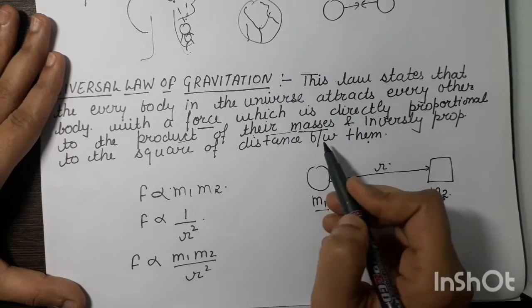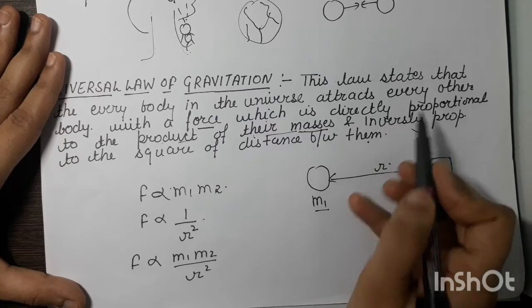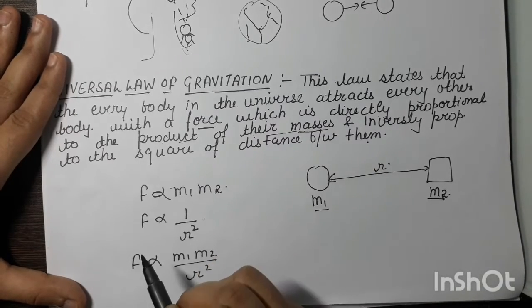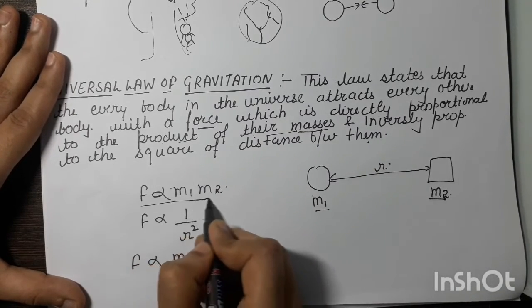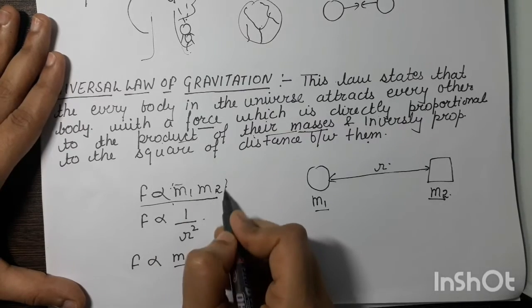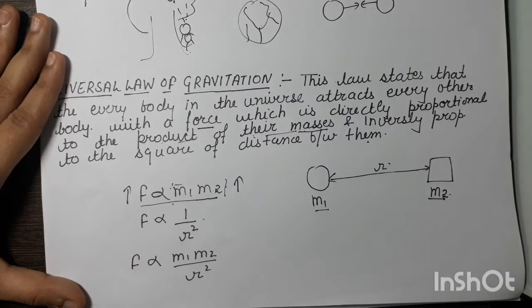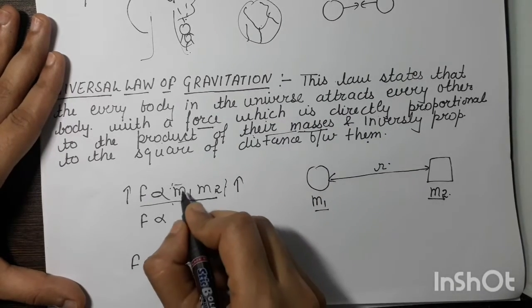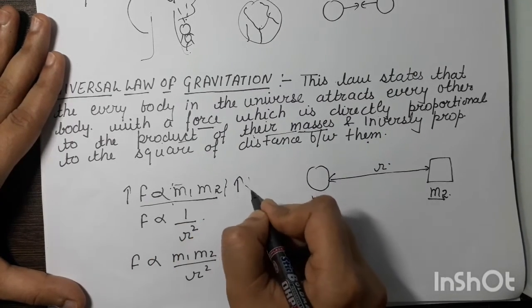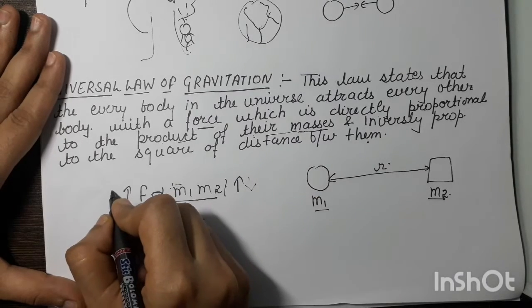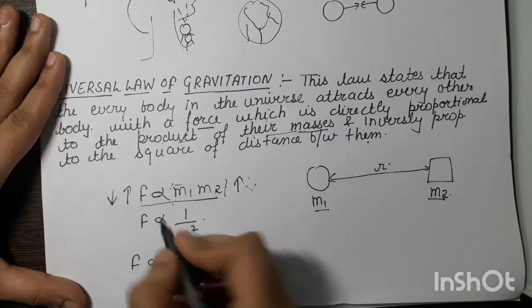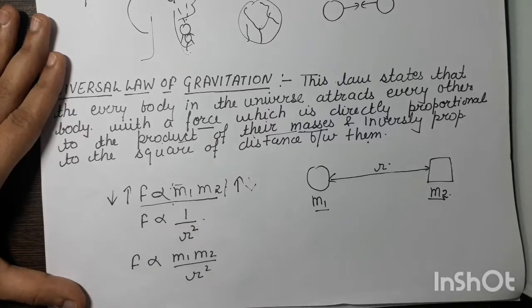Now let us see the meaning of directly proportional and the meaning of inversely proportional. Directly proportional means if the value of this product will increase, then force will also increase. But if the value of the product of masses will decrease, then force will also decrease. So the effect will be the same on both the quantities.